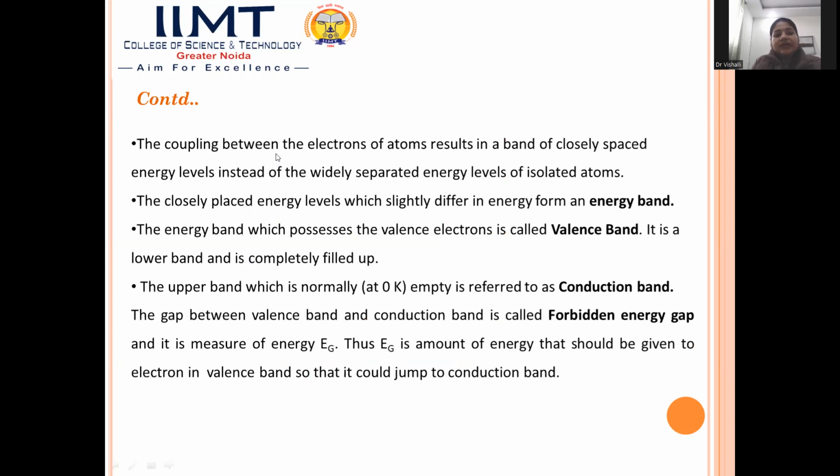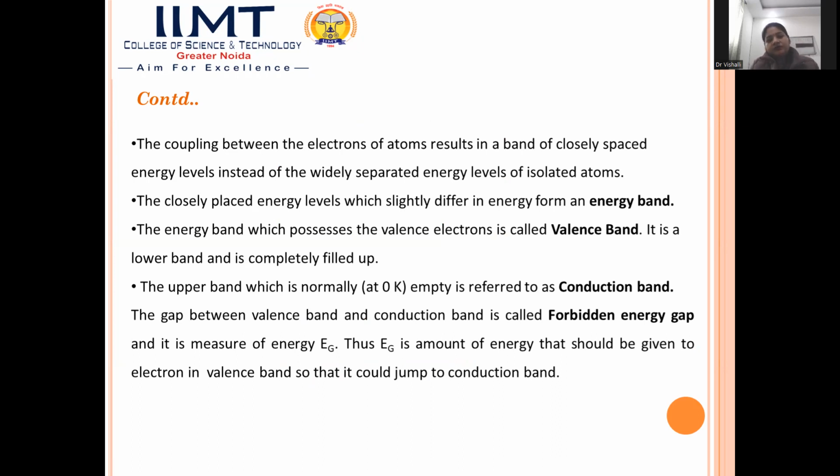Now, what happens is that the coupling between the electrons of the atoms results in a band of closely spaced energy levels instead of widely separated energy levels. Just like in an isolated atom, we say that we have a definite energy level in which electrons are revolving. But as those atoms come closer, their outermost energy levels particularly get modified.